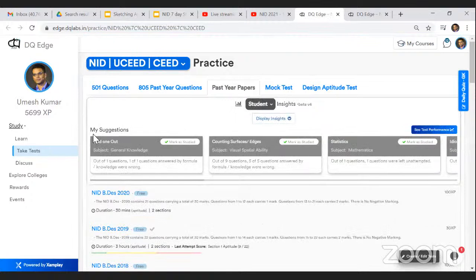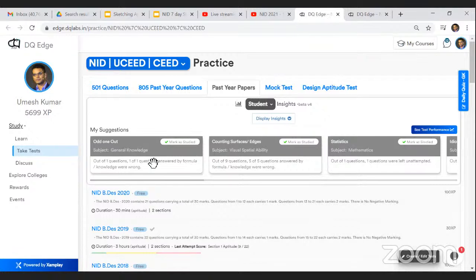Now, there are some suggestions that are shown here. I hope you're all able to see these suggestions in your own personal logins of edge.eqlabs.in. If it is empty, that means that there are no suggestions because you have not taken the test yet. So the first thing is you have to take a test and then these suggestions will start populating.